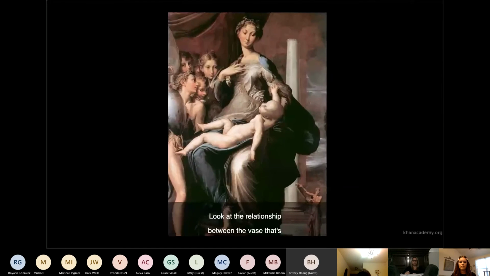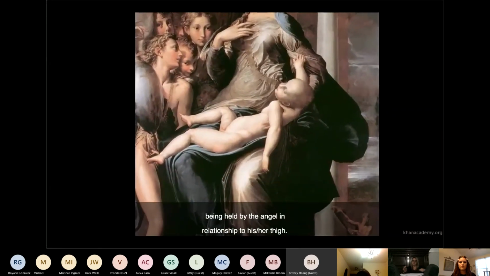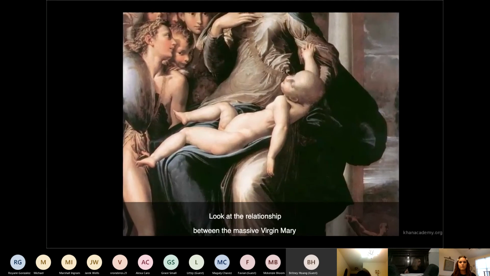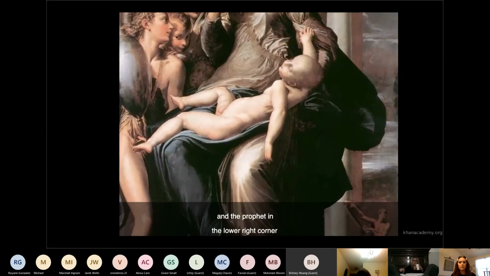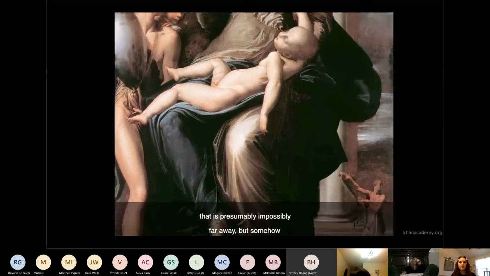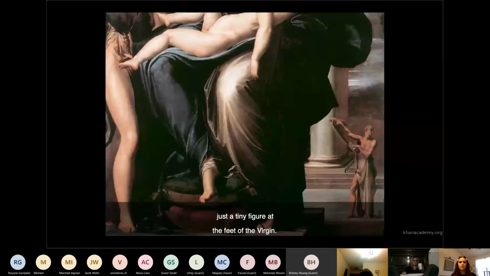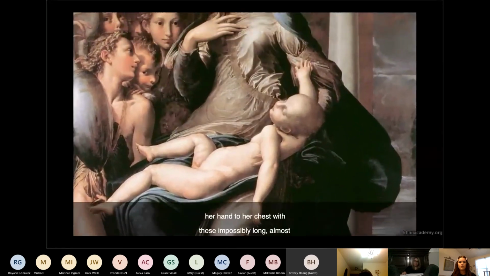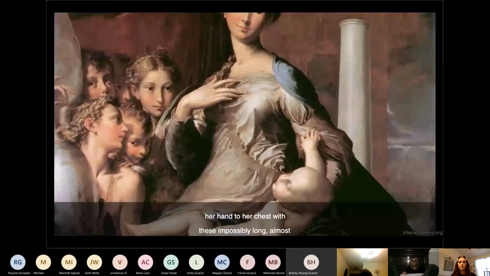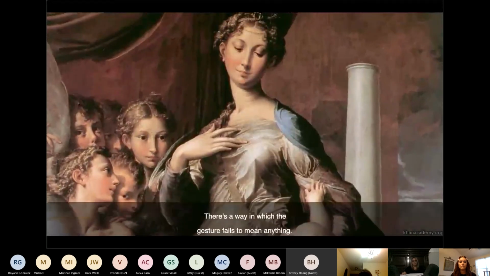Look at the relationship between the vase that's being held by the angel in relationship to her thigh. Look at the relationship between the massive Virgin Mary and the prophet in the lower right corner that is presumably impossibly far away, but somehow just a tiny figure at the feet of the Virgin. And look too at the way that the Virgin holds her hand to her chest with these impossibly long, almost boneless fingers. There's a way in which the gesture fails to mean anything.